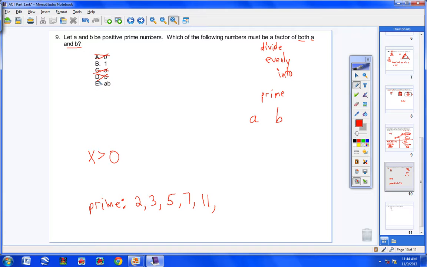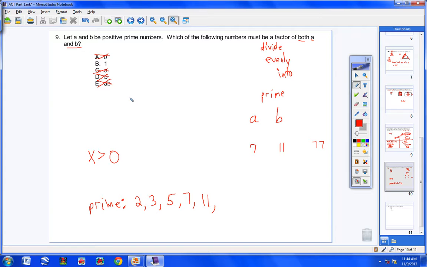Students, there's no way it's AB. Let me tell you why. Let's say A was 7. That's a prime number. Let's say B's 11. They're saying A times B, so let's multiply these two numbers together and we get 77. Does 77 go into 7? No. Does 77 go into 11? No. Do you know why they put that there for an answer?